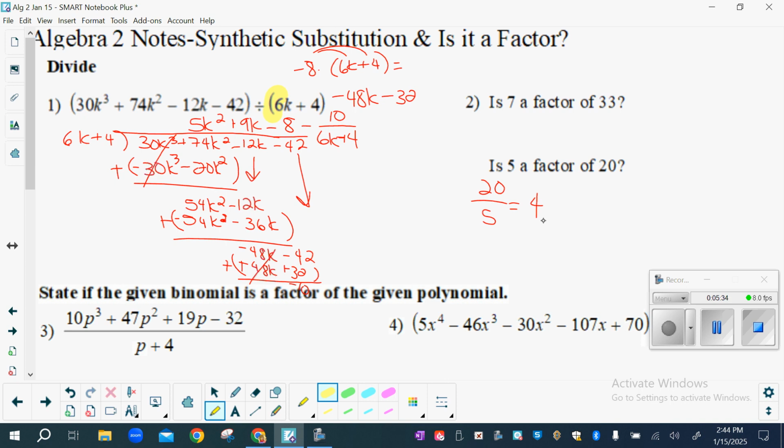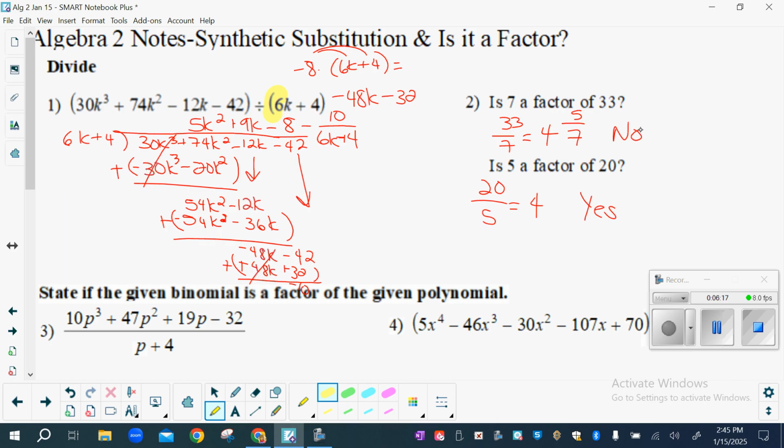So when we take 33 and divide it by 7, what do we get? 4, and then we would have 5/7. So essentially we have a remainder, don't we? Okay. So this one, is 5 a factor of 20, is a yes. This one is a no.